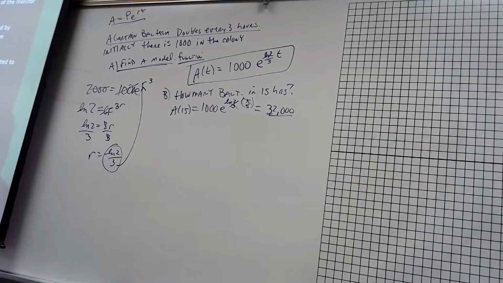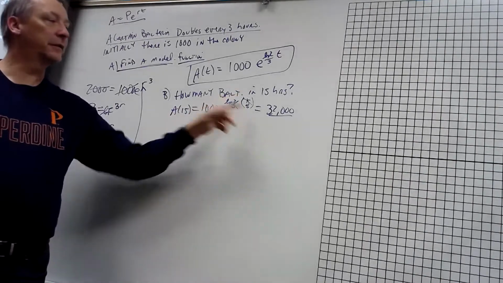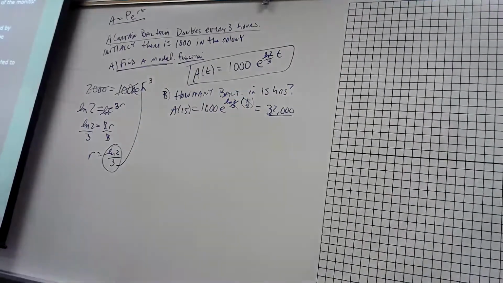Yes? Wait, can you do how you canceled out the ln? I'm only canceling the 3, not the ln. Oh, 3 goes into 15 5 times. Okay?